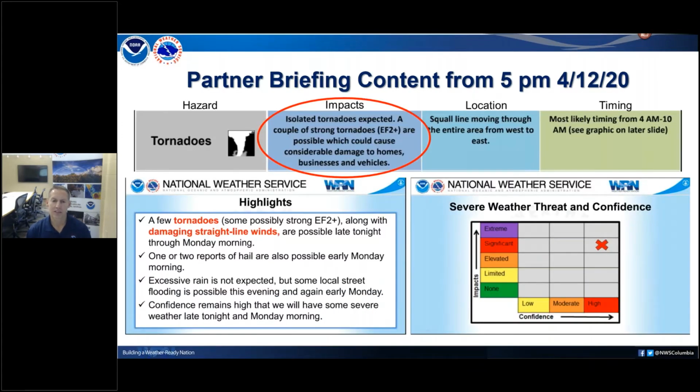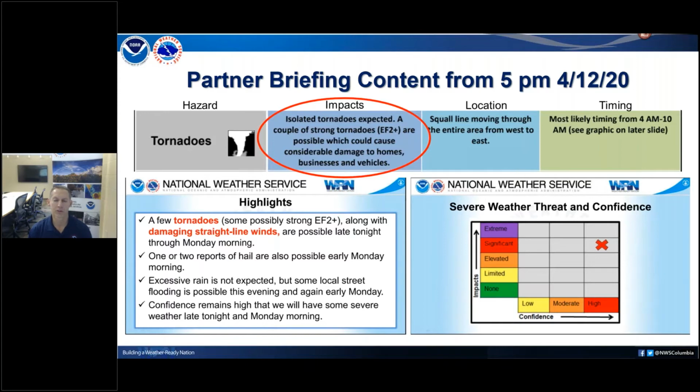So given that additional information, where they bumped us up to enhanced risk, we decided it was a good idea to go ahead and do a partner briefing that afternoon. So we did a webinar briefing there. And I pulled this slide out to show where we really wanted to stress and provide enhanced wording: we were expecting isolated tornadoes for sure. It's not just possible anymore. We were expecting tornadoes to occur. And a couple of those tornadoes could be strong, EF2 or stronger.